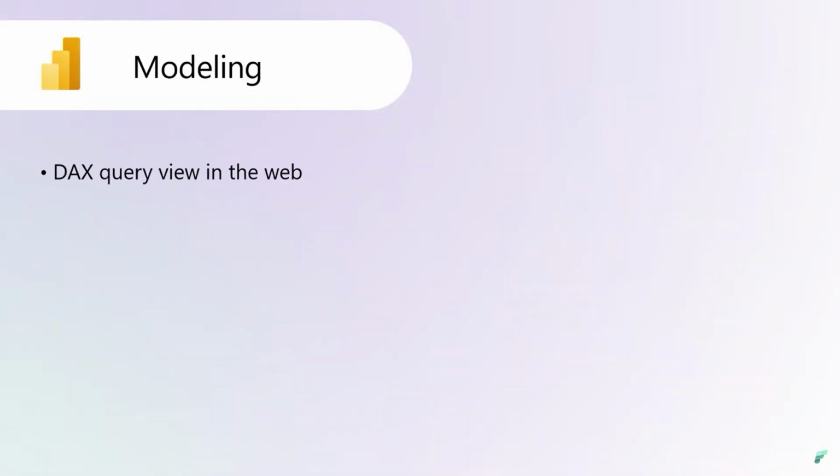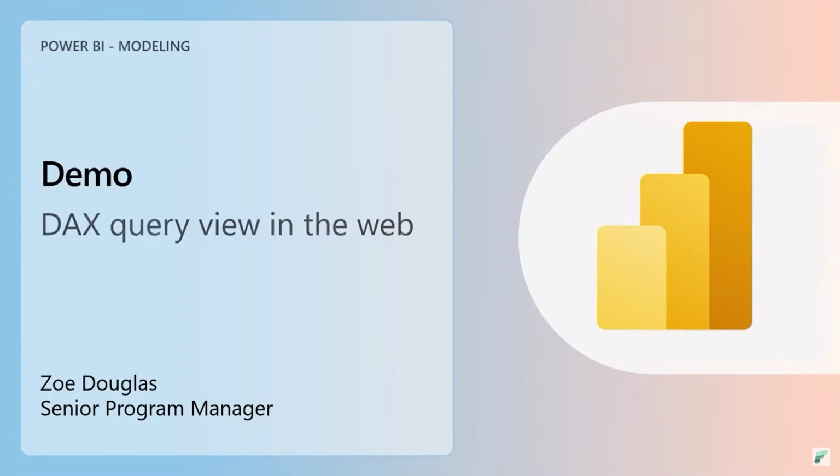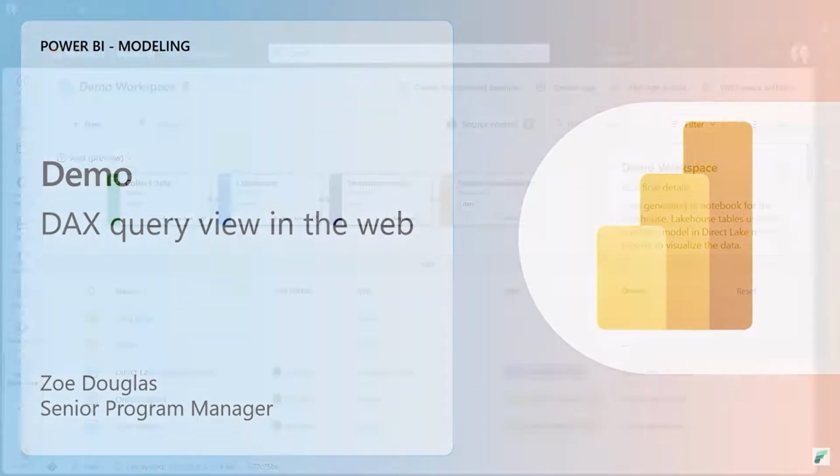Power BI modeling: DAX query view in the web. Write DAX queries directly on your published semantic models with DAX query view for the web. DAX query view is no longer only available in Power BI Desktop, but easily accessible when you're in the workspace or semantic model details page. Let's go ahead and see a demo of this by Zoe Douglas.